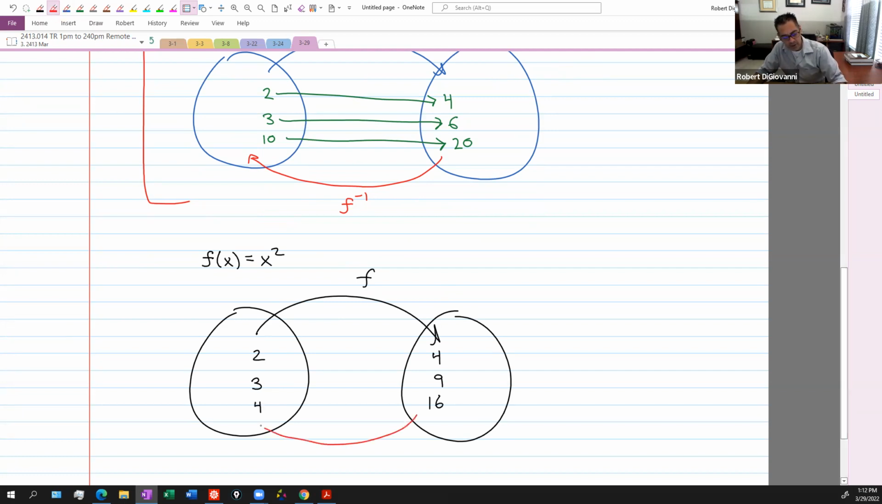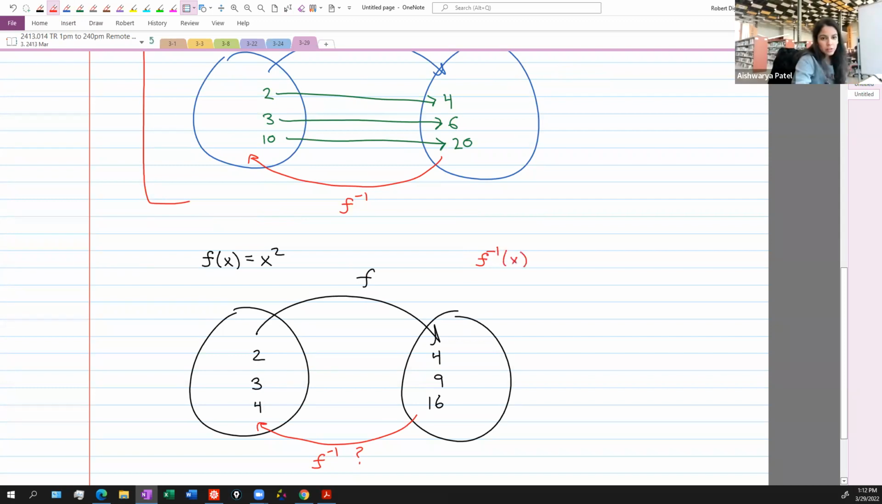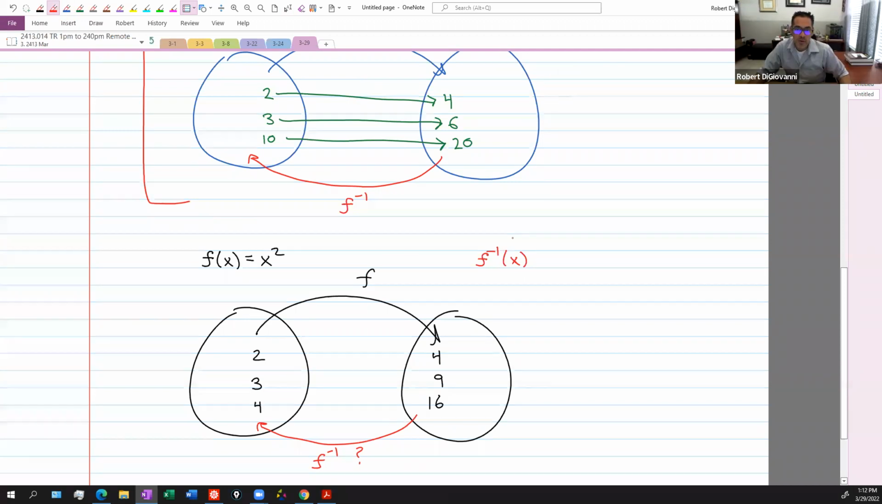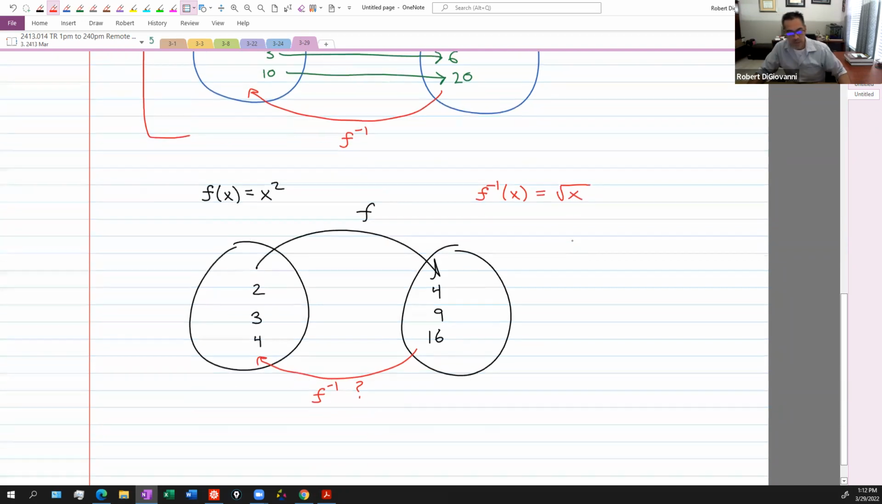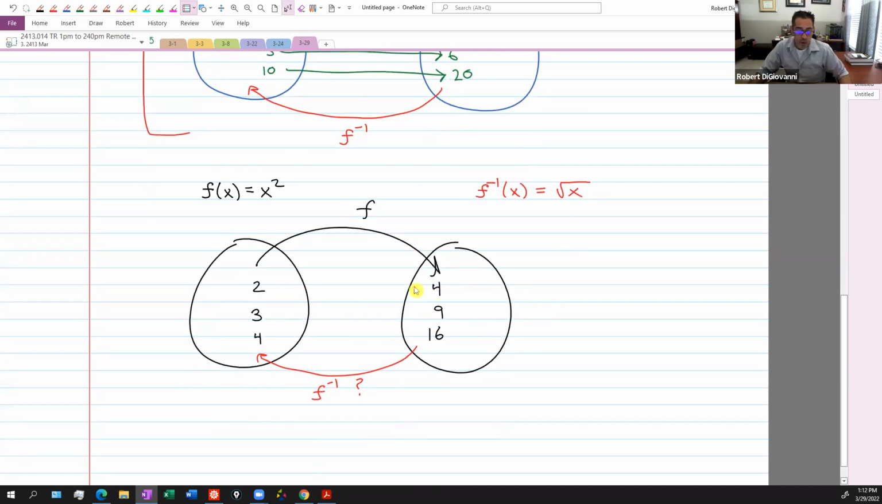The inverse function, if there is one, should take these back. So what would you think would work? Squared. Oh, sorry, square root. The square root, right? But here's the problem. If I try the square root of x, I agree, 4 will go back to 2, 9 will go back to 3, 16 will go back to 4.